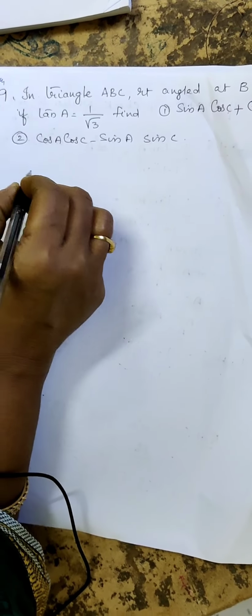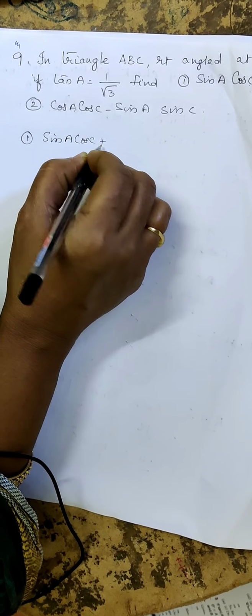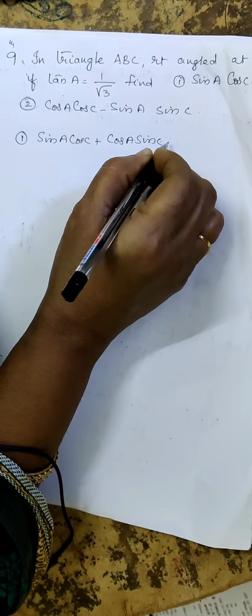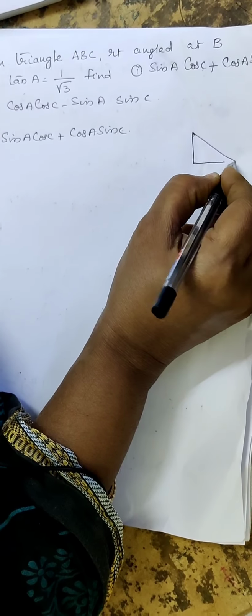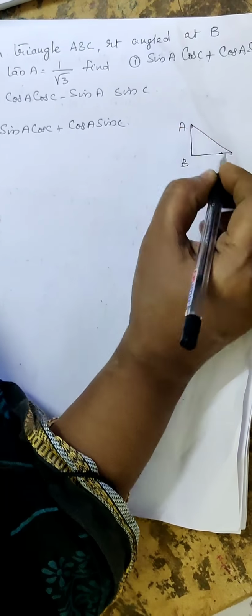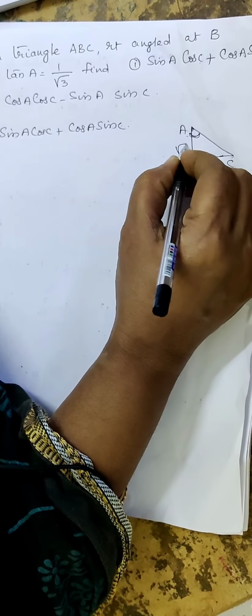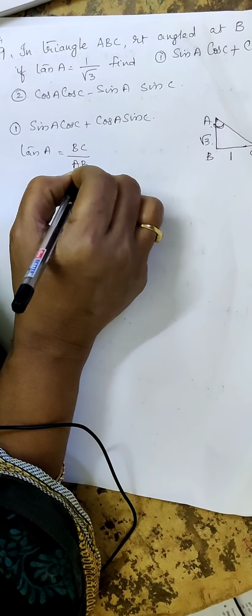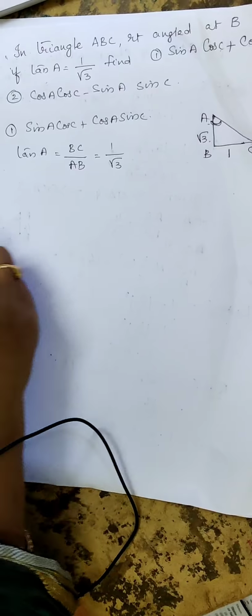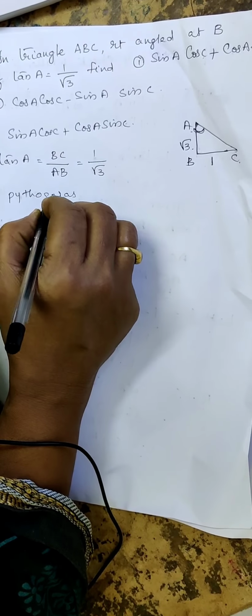Let us take the first bit: sin A cos C plus cos A sin C. Now we should find the value of this expression. Let us draw the right angle triangle, right angled at B, ABC. Tan A is 1 by root 3, meaning opposite by adjacent, so tan A is equal to BC by AB, 1 by root 3. So according to Pythagoras theorem, what is Pythagoras theorem?